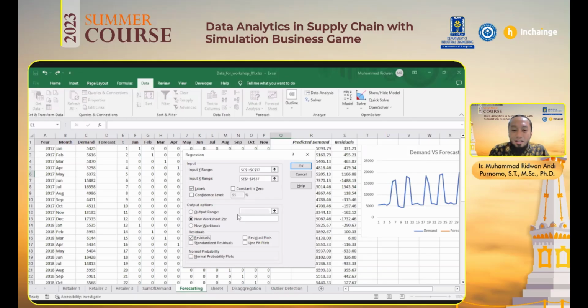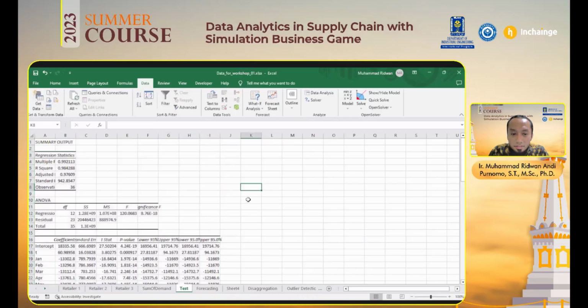And then after that, the output. We need to plot the output. We need to report the output in a new worksheet. Okay, so here we click new worksheet, and then we click OK. Let's say I use test here because we already have that report. Okay, test. So here this is the result.